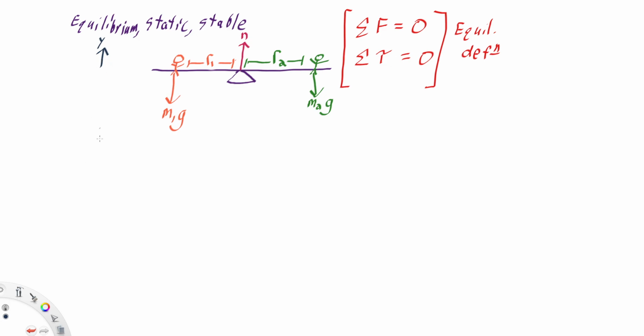So the sum of forces in the y direction is going to equal the normal force minus m1g minus m2g. And because this is a static situation, we know these have to sum to 0. So the normal force is just the sum of the weights of the two kids.